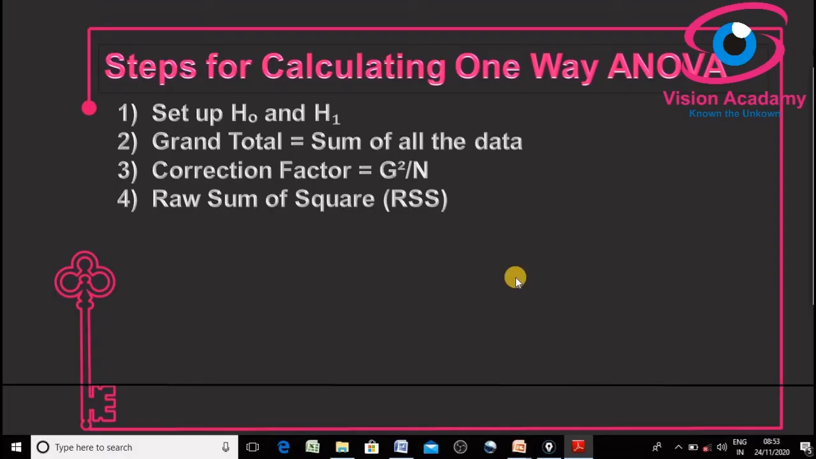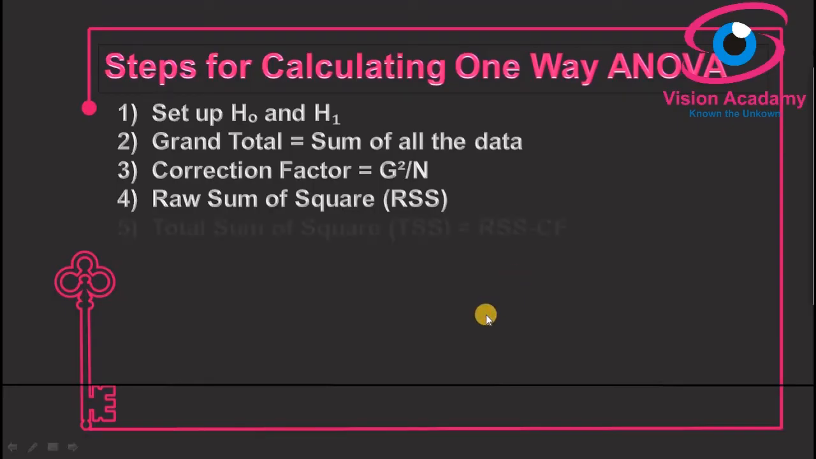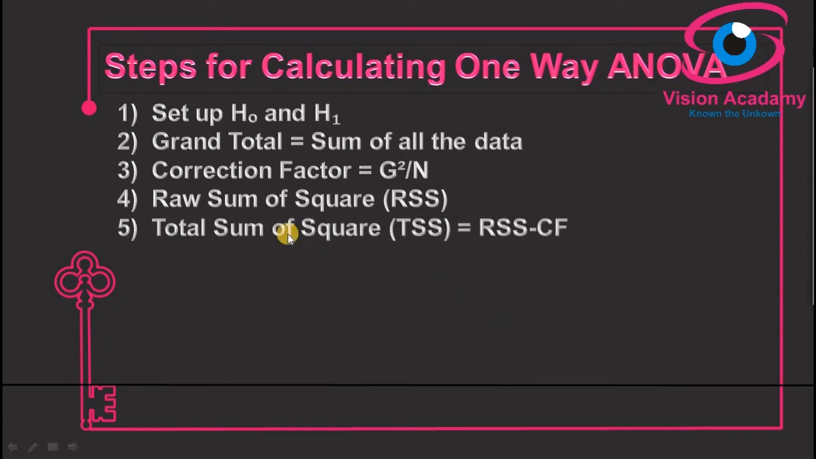So after calculating raw sum of square, we need to encounter one more step after that. So that is the total sum of square. The total sum of square can be obtained like that.